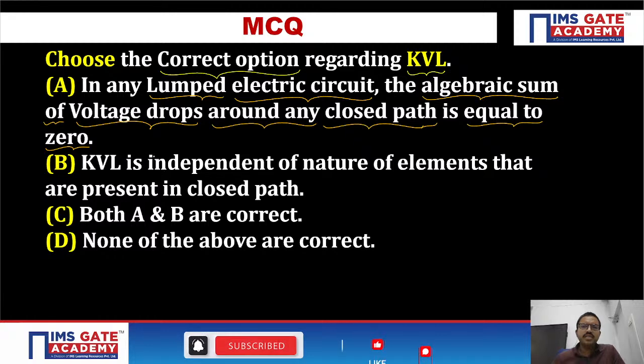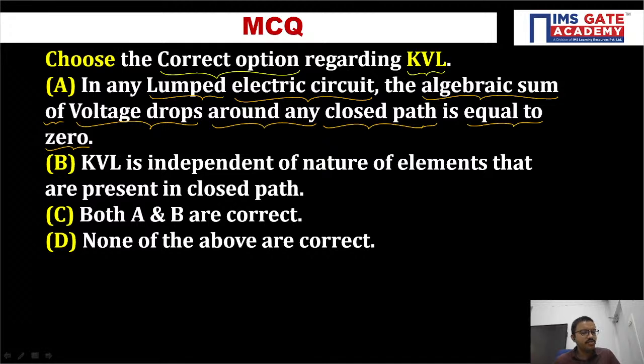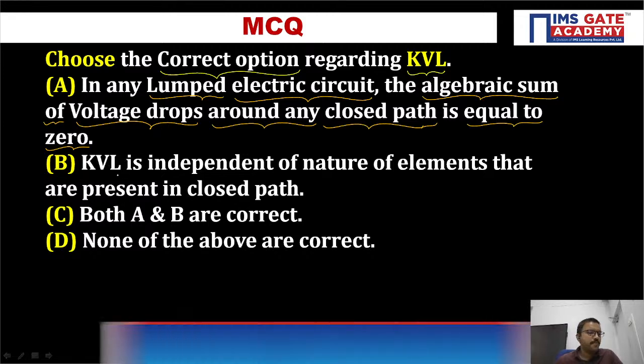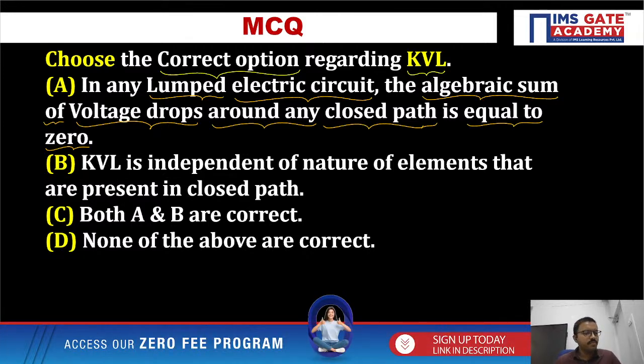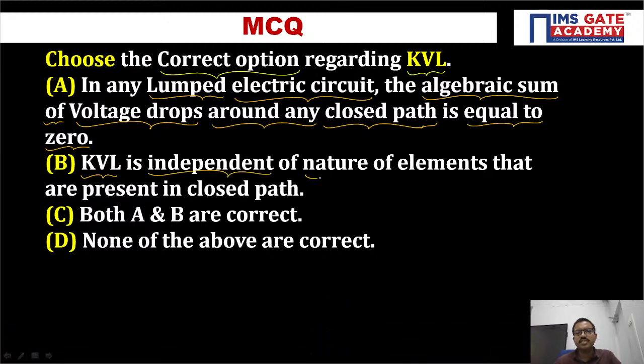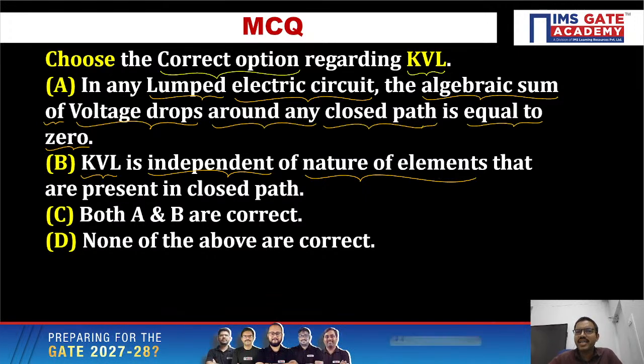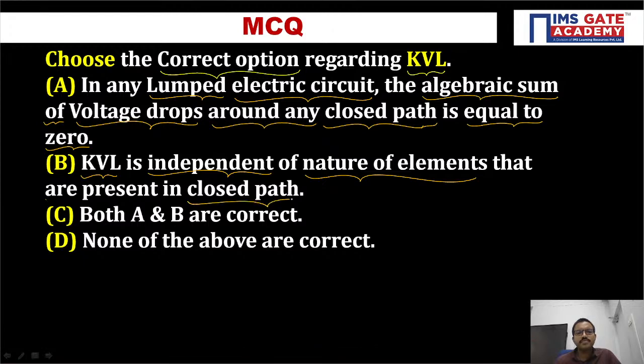In any lumped electric circuit, the algebraic sum of voltage drops around any closed path is equal to 0. Yes, that is a correct statement. Next, option B: KVL is independent of the nature of elements. Here nature of elements means types of elements like linear, non-linear, active, passive, bilateral, unilateral, etc. It is independent of the nature of elements present in the closed path. Is it correct or not? Yes, this is also correct.